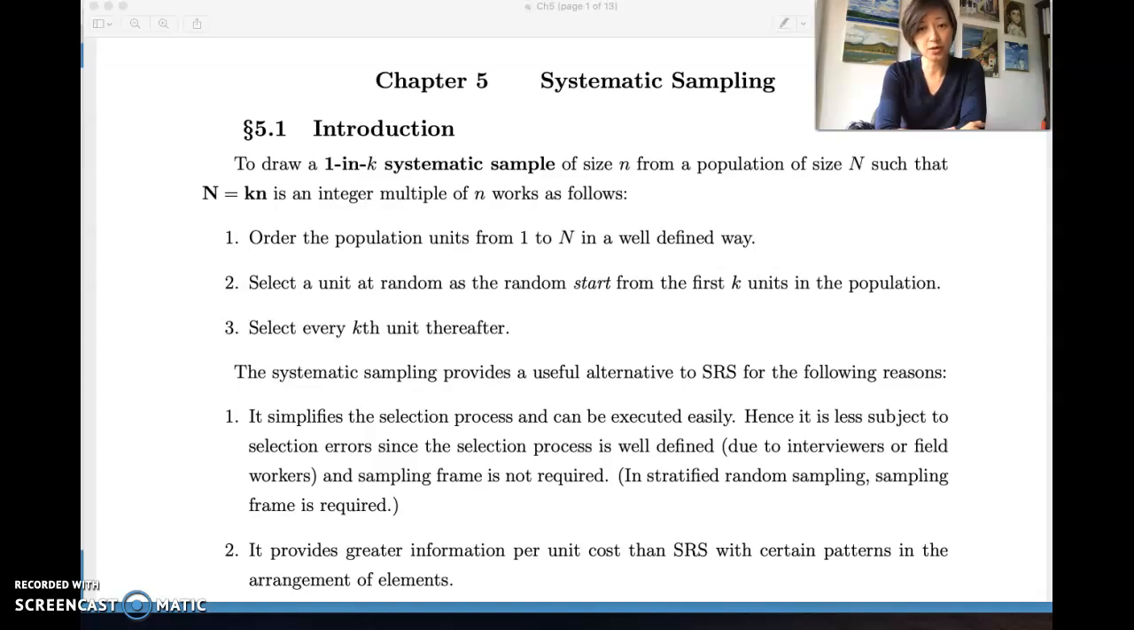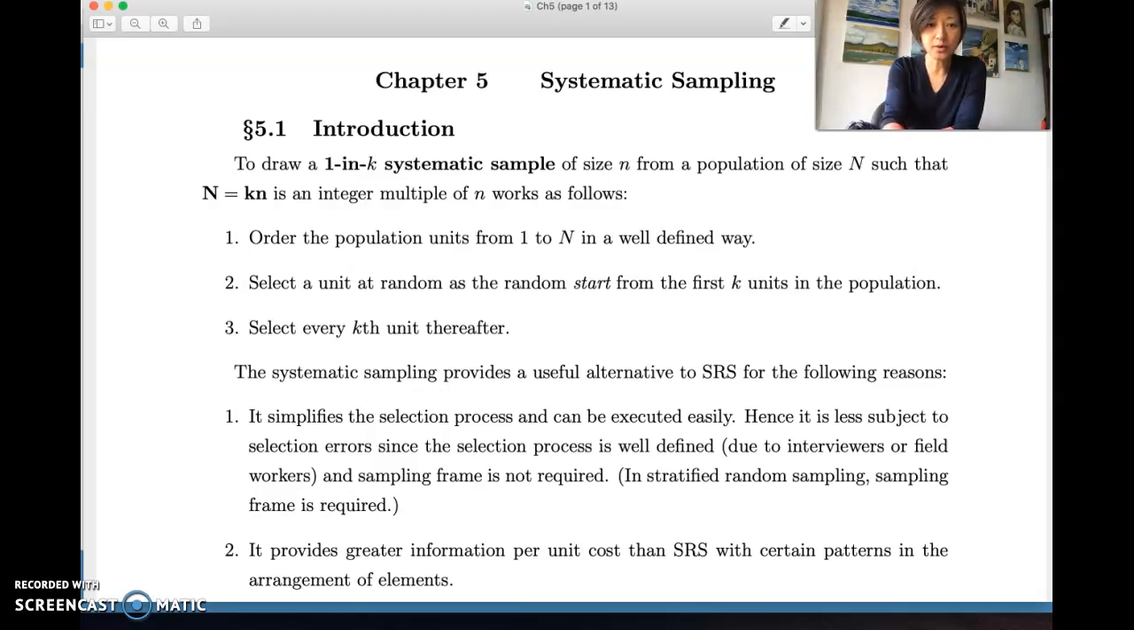As long as we know the total population number and we know that we want to choose a certain number from the population to form our sample, then we would choose a 1 in k systematic sample. So let's say I have a population of 100 students and I decided to collect 20 samples, then I would have 100 divided by 20, so k would become 5. In this case, I'm going to choose every fifth element from the population.